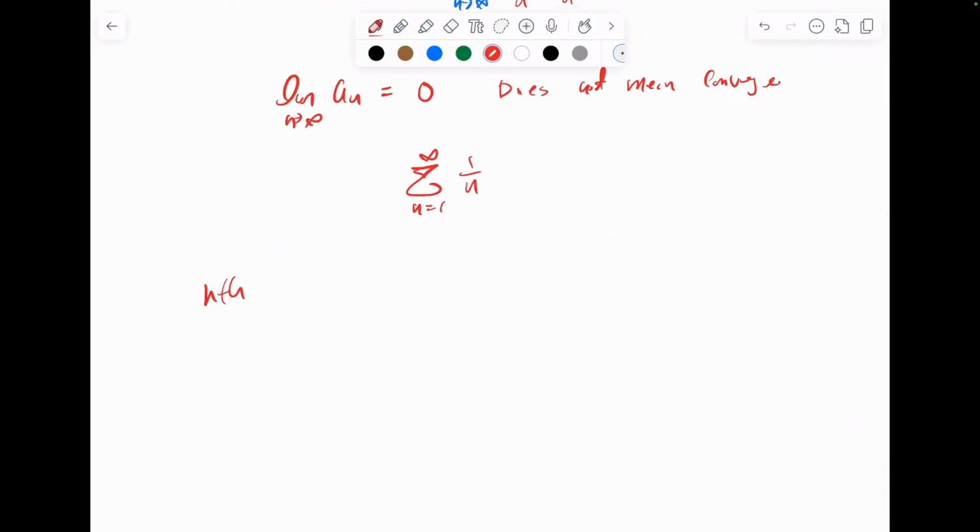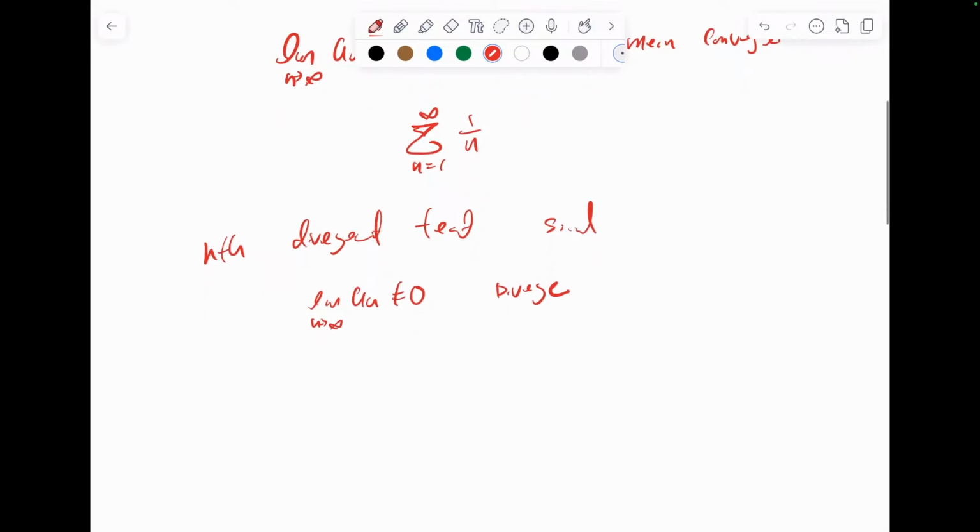The n-term divergence test says if the limit as n approaches infinity of a_n does not equal 0, then it diverges. That's it. It didn't say anything else. So don't get confused. It only says this statement. It did not say what happens when the limit of a_n becomes 0, because then the series could diverge or converge. You cannot say that.